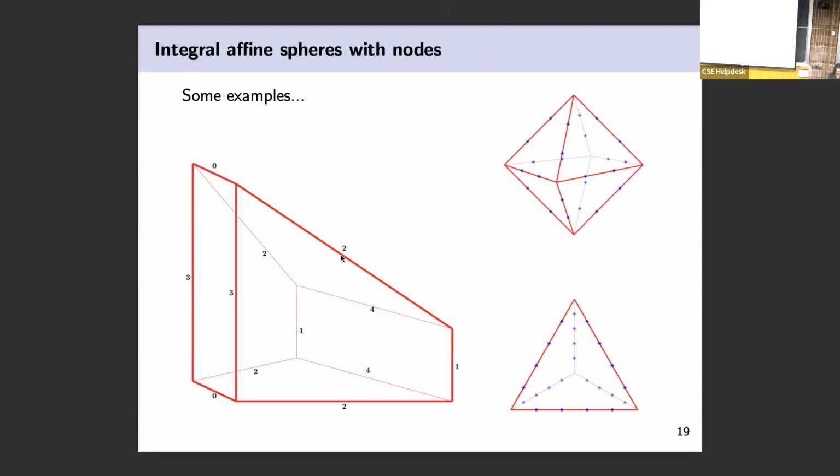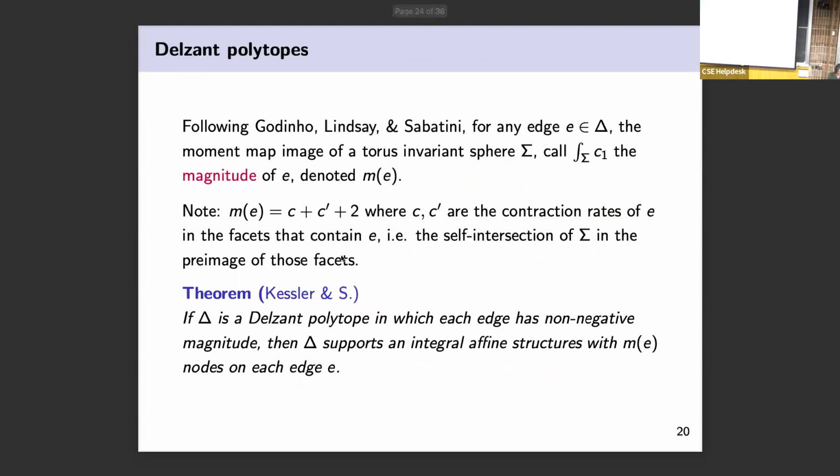Okay, so here's just some other pictures. Well, these two are Delzant. That one is not Delzant, but it's really simple. And it wasn't hard to figure out how many nodes should go on each edge. I'll tell you how that goes, and just look at a few more pictures.